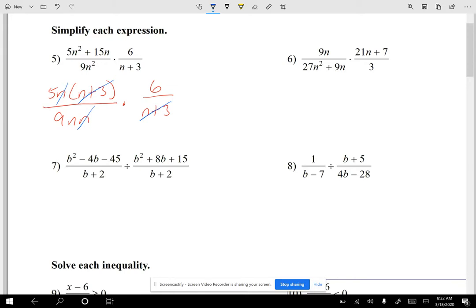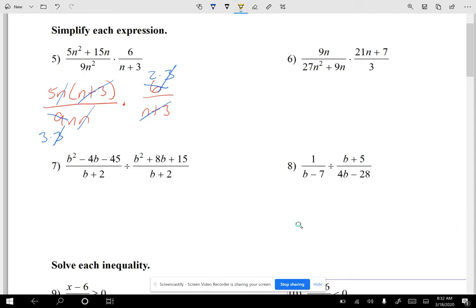Technically, we can factor the 6 as 2 times 3. We can factor the 9 as 3 times 3. That way we cancel the 3's. Or we could have just said, we're going to simplify 6 over 9. That becomes 2 over 3. So that's basically what it became, 2 over 3.